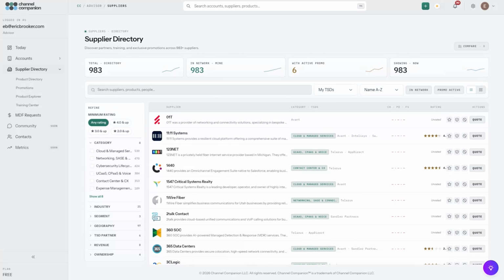Your partner relationship side lives here too. I can add contact information, tie it to a specific deal, supplier, or TSD, and I can mark it as a favorite if I want. And when you're deciding between two suppliers, you don't need to guess. You can run a product comparison and look at them side by side. One directory, always current, whichever TSD the deal ends up going through is completely up to you.